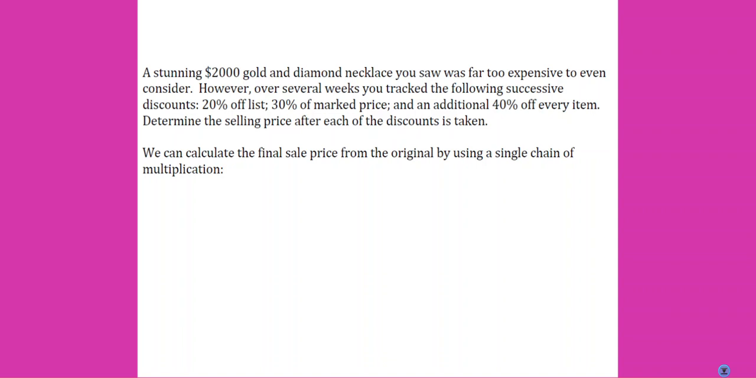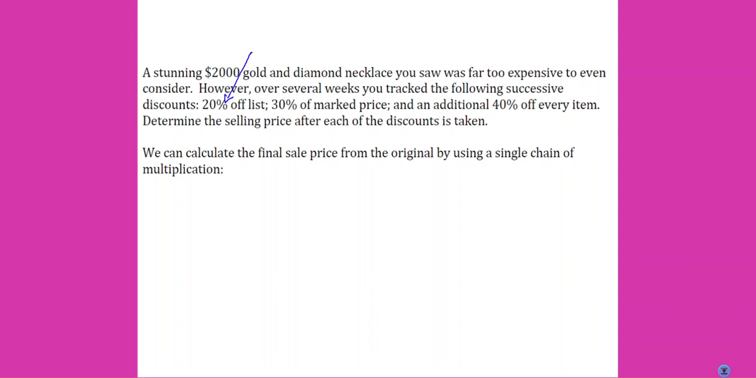So let's look at another situation. A stunning $2,000 gold and diamond necklace you saw was far too expensive to even consider. However, over several weeks you tracked the following successive discounts: 20% off list, 30% off market, and an additional 40% off every item. Determine the selling price after each of the discounts is taken. We can calculate the final sale price from the original by using a single chain of multiplication. So we don't have to do it piece by piece as long as we know the decay factor for each.